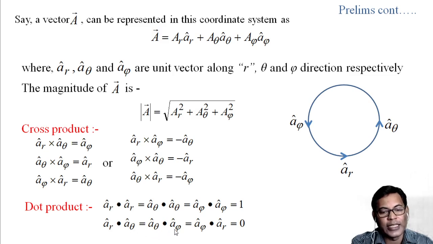Similarly, A theta dot A phi, or A phi dot A theta, will be equal to 0. Now, this is the way we can represent any vector in the spherical coordinate system.